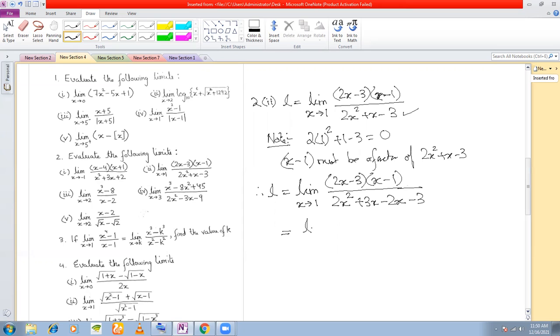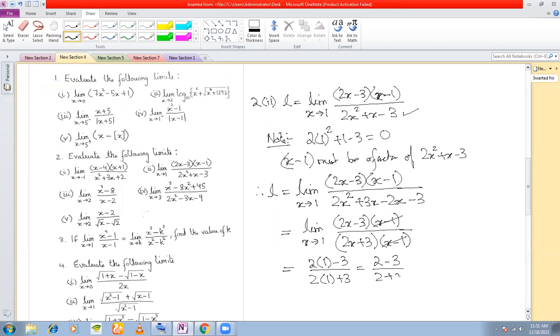So you're going to get, you leave the numerator as it is, and in the denominator you're going to get (2x plus 3) into (x minus 1), so that x minus 1 cancels. Now what you see is, now if you put x is equal to 1, now you're getting a determinate form. So this is 2 into 1 minus 3 by 2 into 1 plus 3. So you're getting 2 minus 3 by 2 plus 3, which is equal to minus 1 by 5.